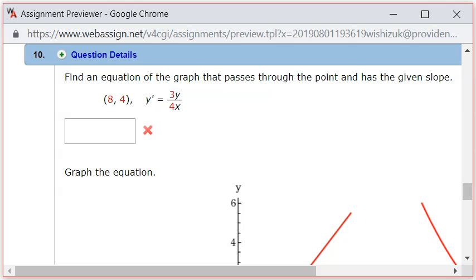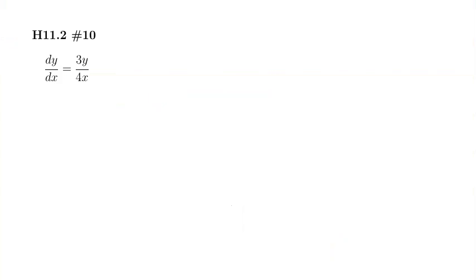All right, let's look at the homework 11.2, problem number 10. Let's solve this initial value problem. We want to solve for y, and it goes through the point (8, 4). All right, so let's do that.